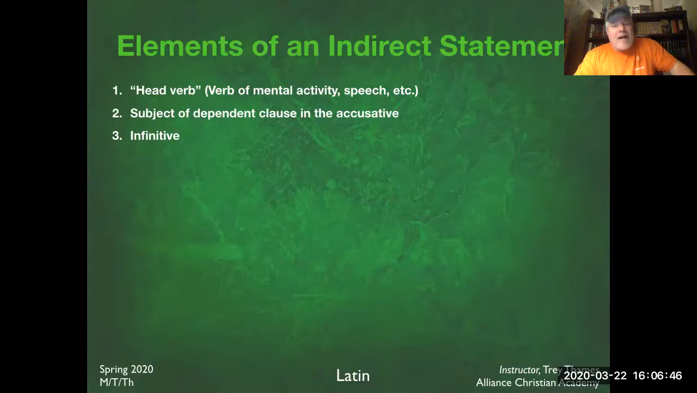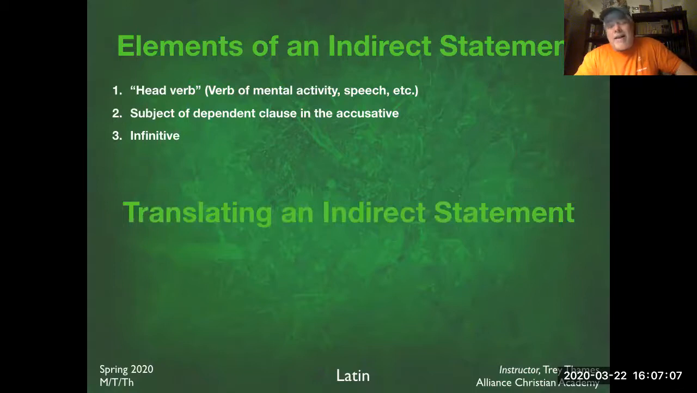And the third thing is you've got to have an infinitive. No infinitive, no indirect statement. So these three things you have to have: a head verb, a subject in the accusative, the subject of the secondary clause, not the main subject, and then you have an infinitive in that secondary clause. So let's go on to the next slide here.